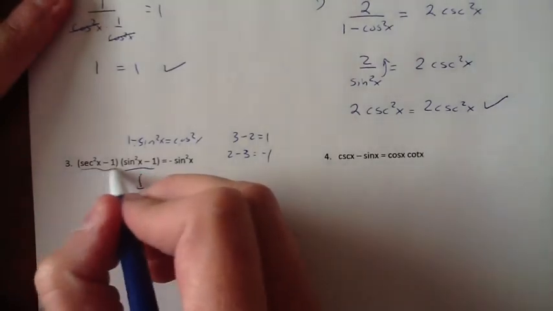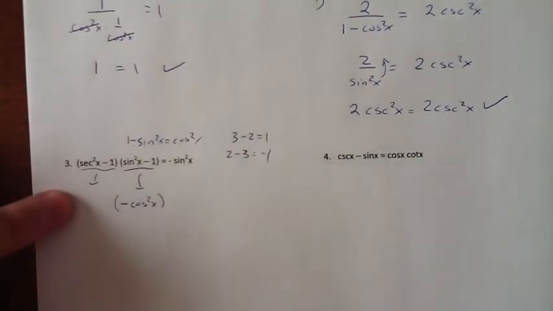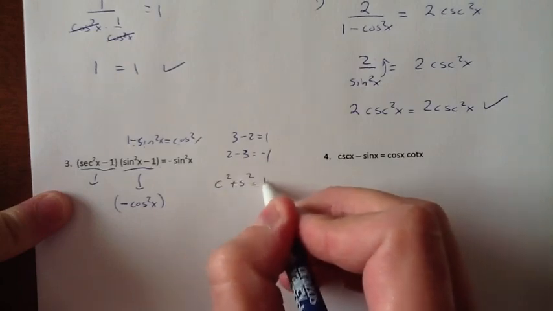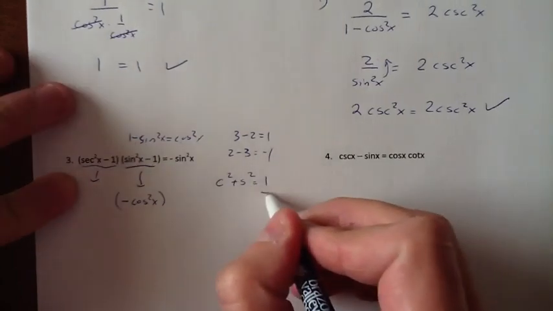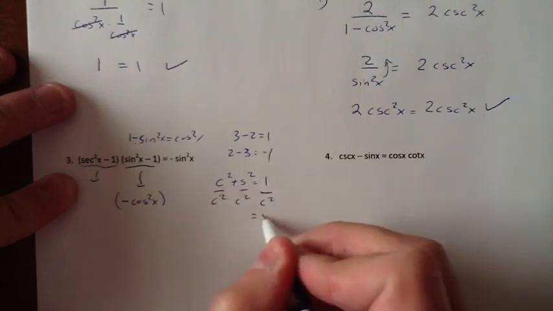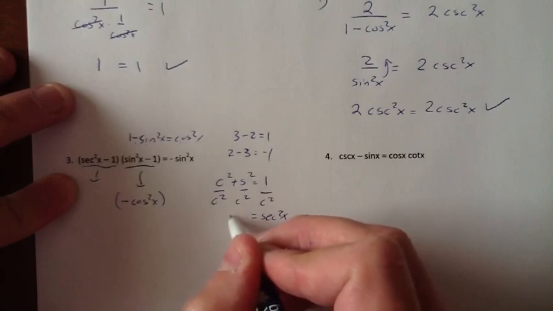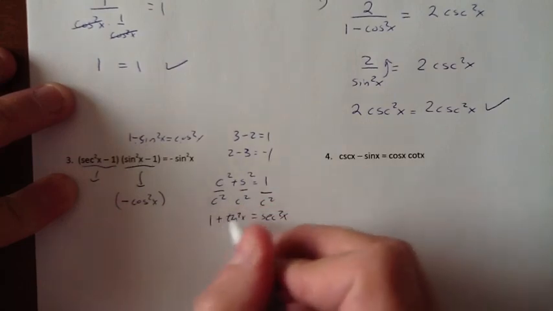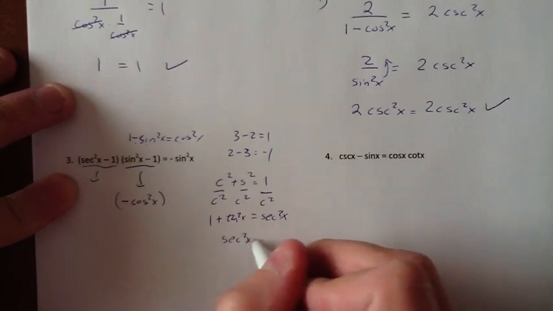Now, secant squared of x minus 1, now that one's a little bit tougher. I always start off with cosine squared plus sine squared equals 1, and to get secant, I have to divide by cosine. So that's going to equal secant squared of x. This becomes tangent squared of x, and that's just plus 1.